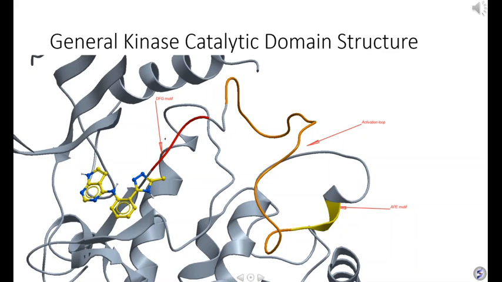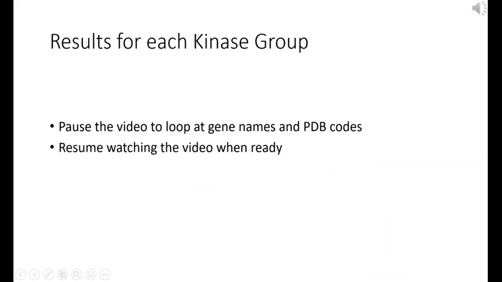The conformation of the DFG motif helps regulate kinase activity for some kinase genes. I will now present the discovered cysteine locations for each kinase group. Please feel free to pause the video to look at the gene names and PDB codes if needed. When ready, just resume the video.